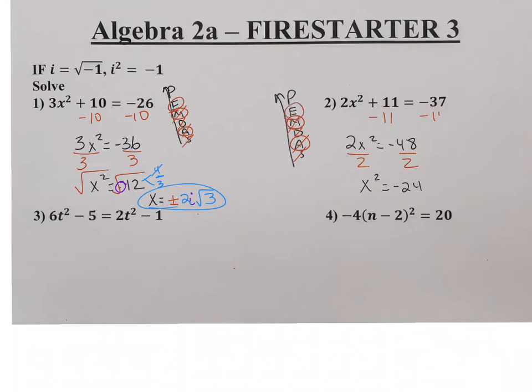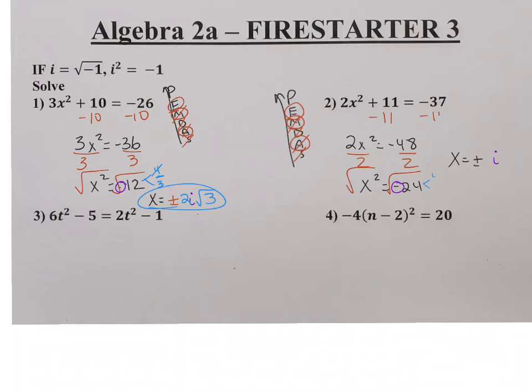Get rid of the exponent, that's why I square root both sides, square root, square root. So I end up with x equals plus or minus, remember, this negative, he gets to leave jail as long as he changes into I. And then we're going to look at 24.